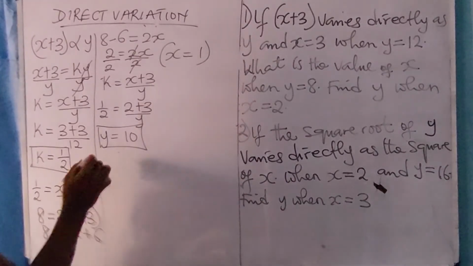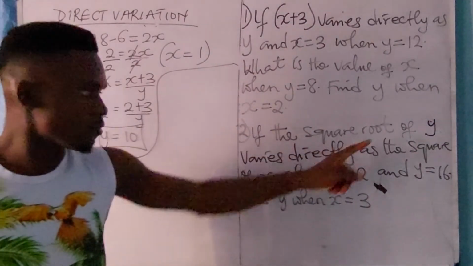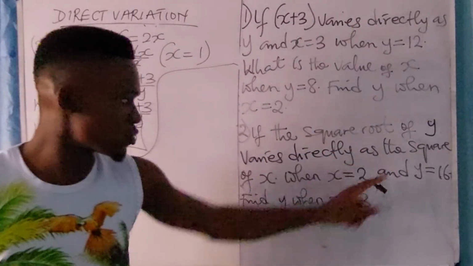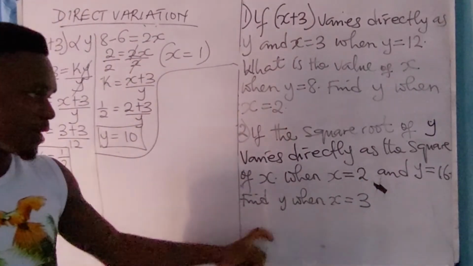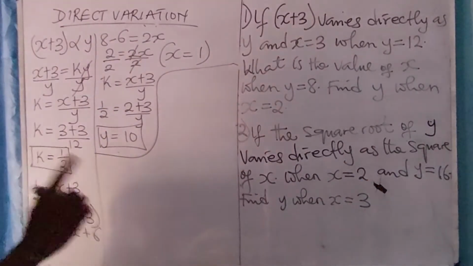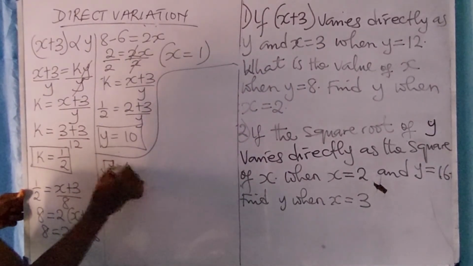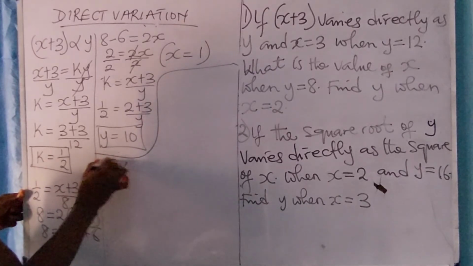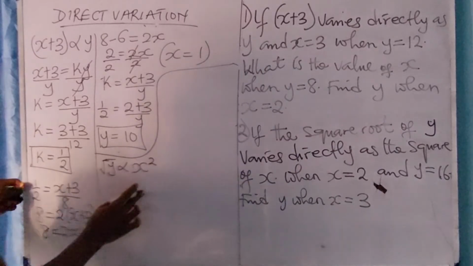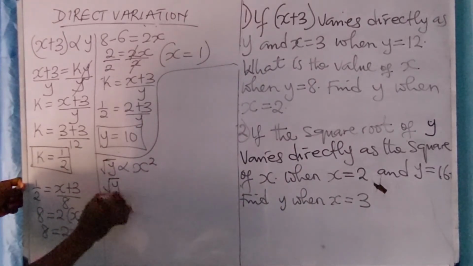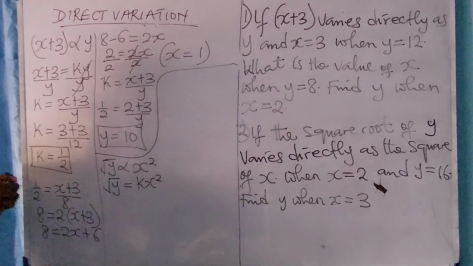Now number 2 says, if the square root of y varies directly as the square of x, when x equals 2 and y equals 16, find y when x equals 3. Don't forget, the square root of y varies directly as the square of x, which means I now have that the square root of y equals kx squared.